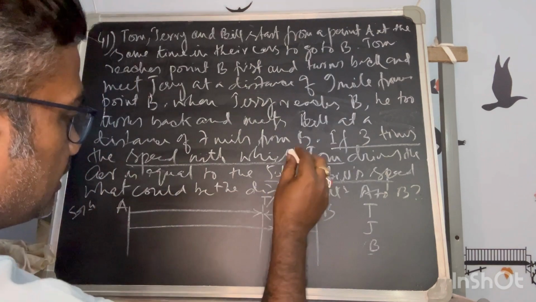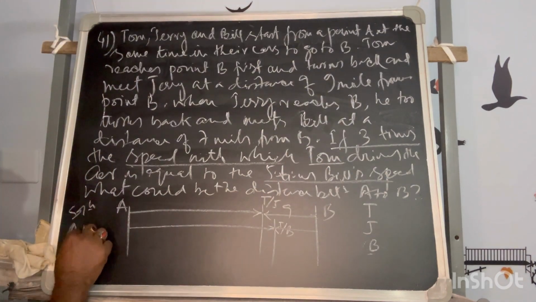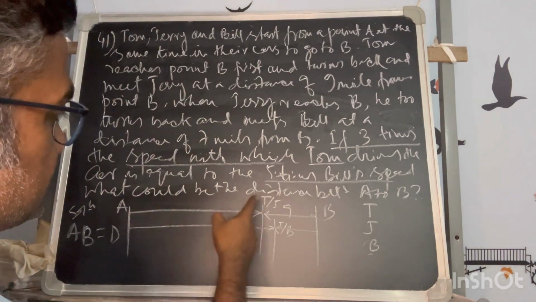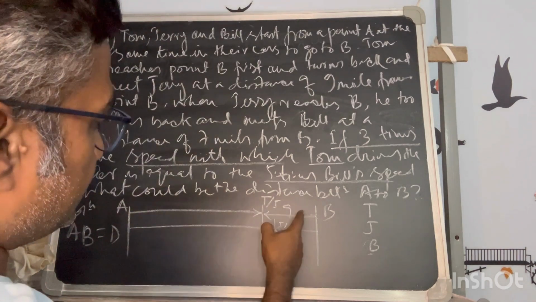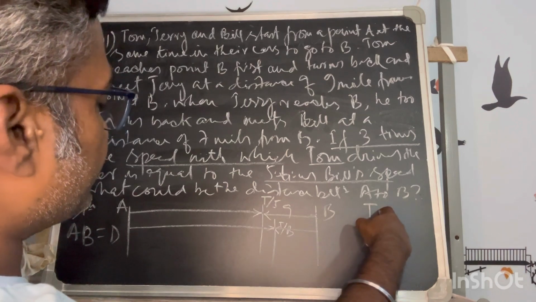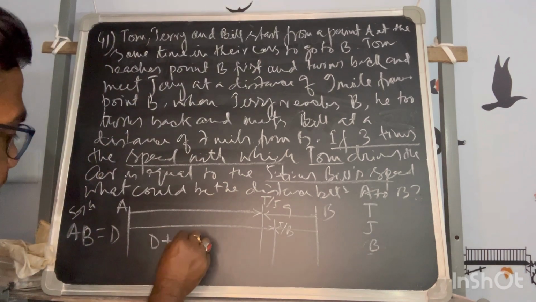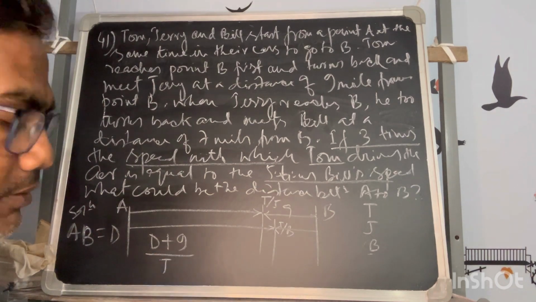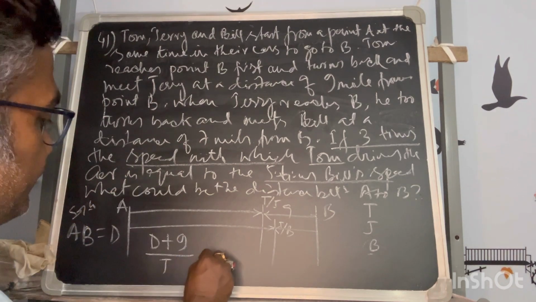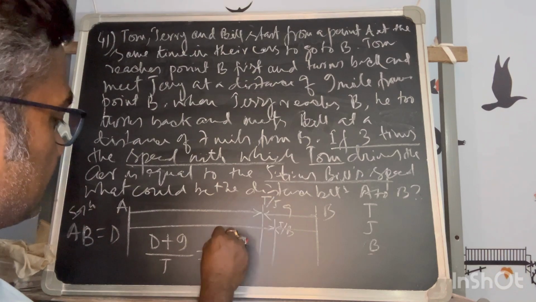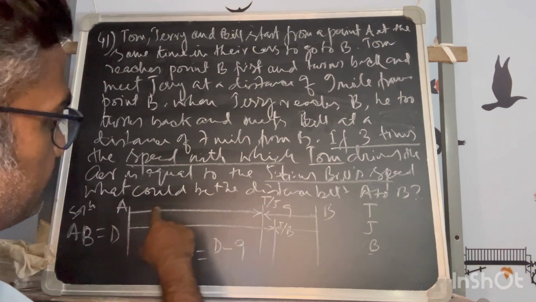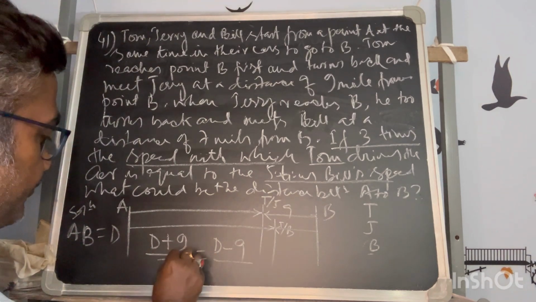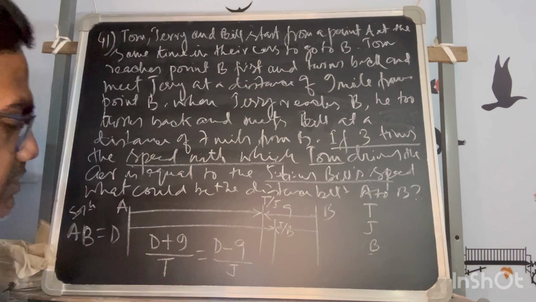This is a fixed distance. The distance is not given, so let A to B be D. I am assuming this is D. So D plus 9 distance is covered by Tom with a speed of T. This is the time taken. In that time, Jerry will cover D minus 9, because I am assuming the total distance A to B is D. So this is Tom and this is Jerry. So the first equation is over.